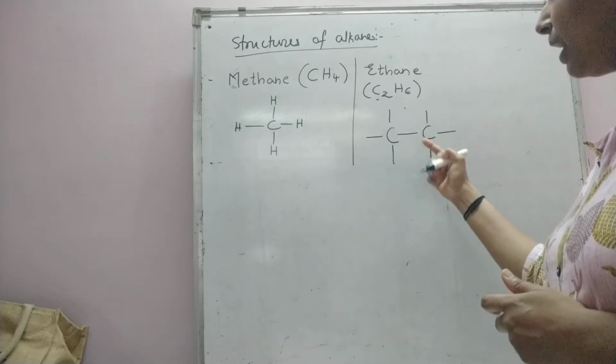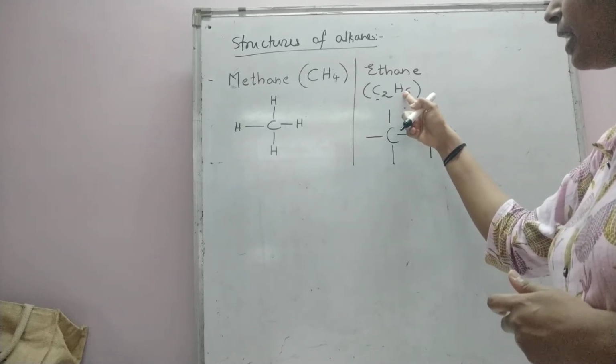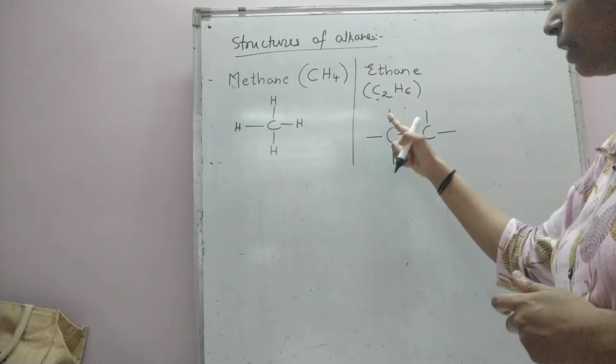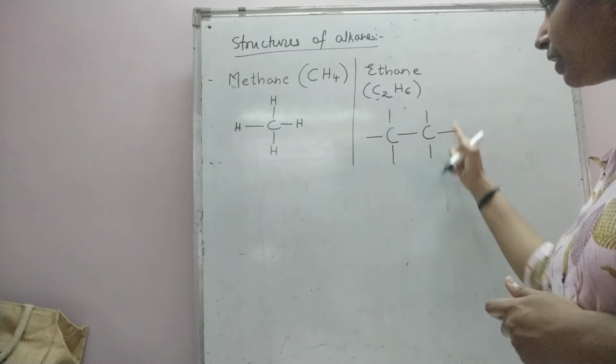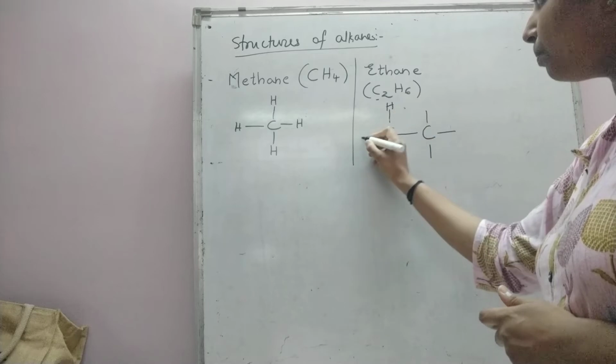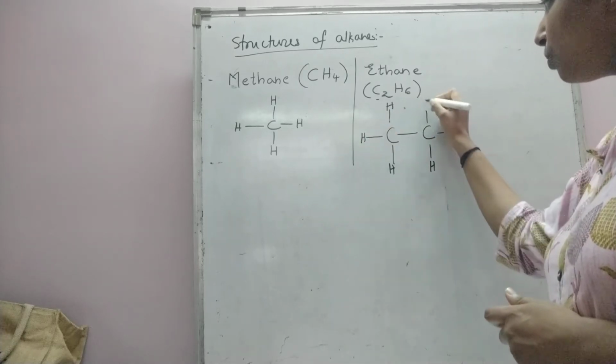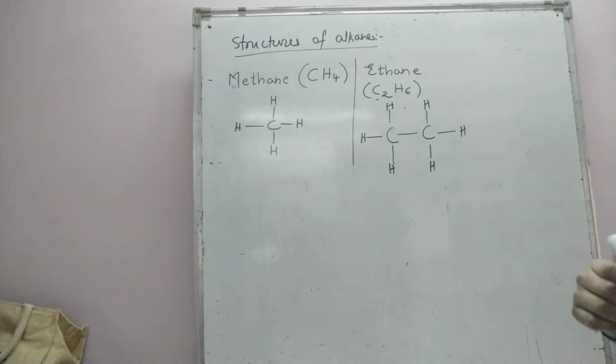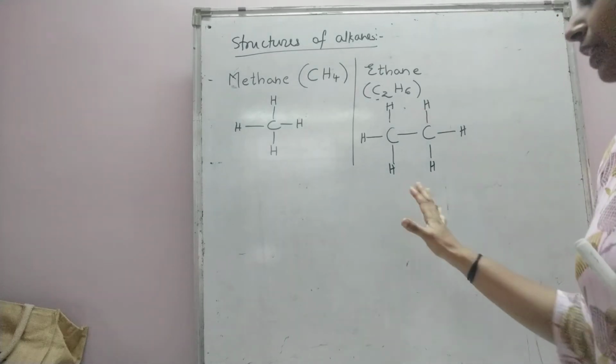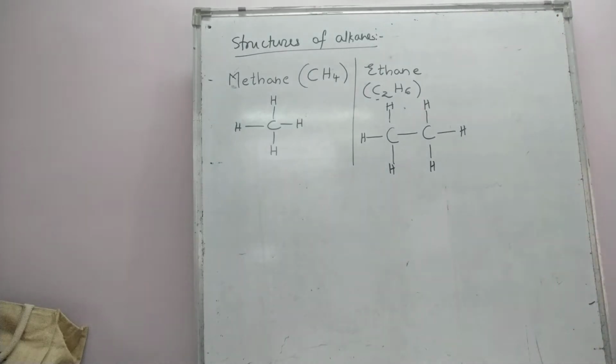Now these carbon atoms are bonded to hydrogen atoms. How many hydrogen atoms are there? 6 hydrogen atoms. Can you see 6 open bonds? 1, 2, 3, 4, 5, 6. So I have to bind them to the carbon atoms. Each carbon atom is bonded to 3 hydrogen atoms. So the structure of ethane can be written in this way.